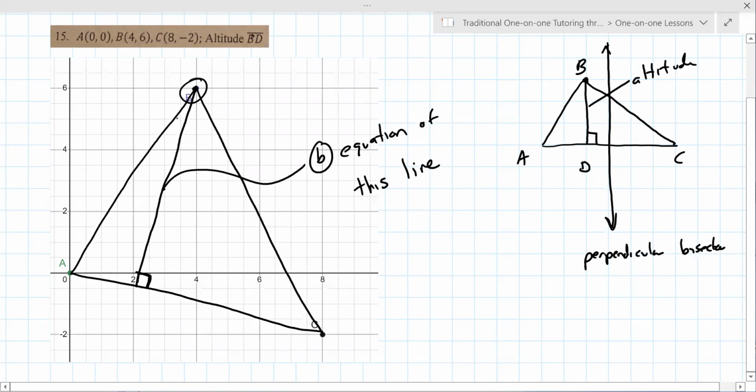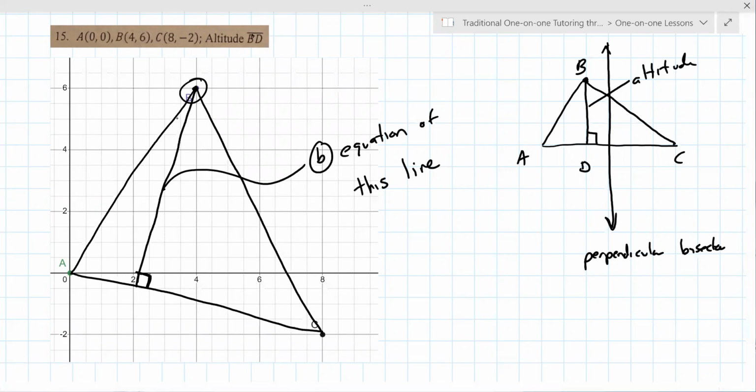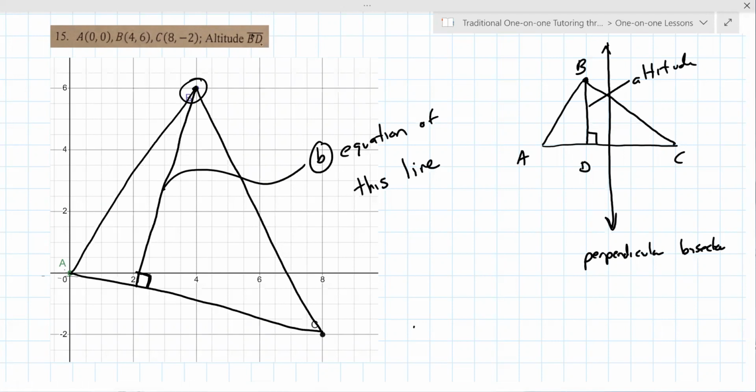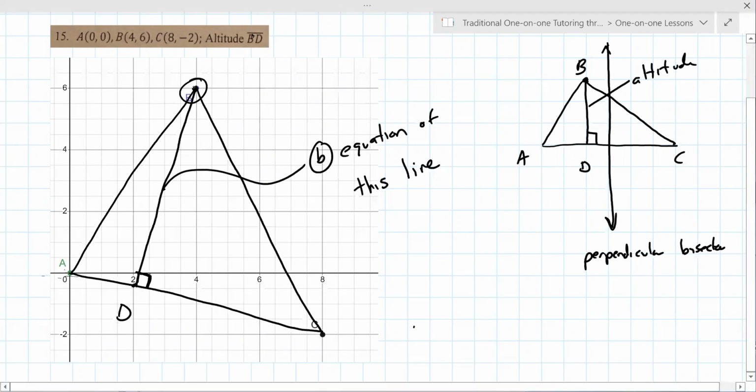I guess it's 2 and 0? No, to find the slope, you have to go back to this base and find its slope. So I'm going from A to B. You're finding the slope from A to C. Oh, okay, my bad. So I'm figuring it out from A to C, but in the problem it says altitude BD. No, this is BD, but we need the slope of AC to find the slope of this line because they're perpendicular.